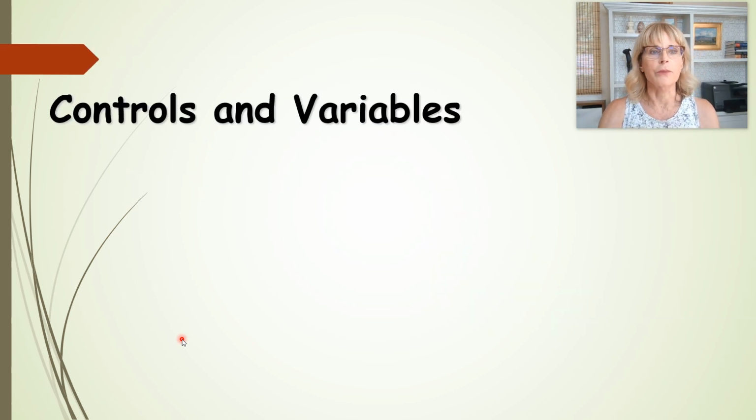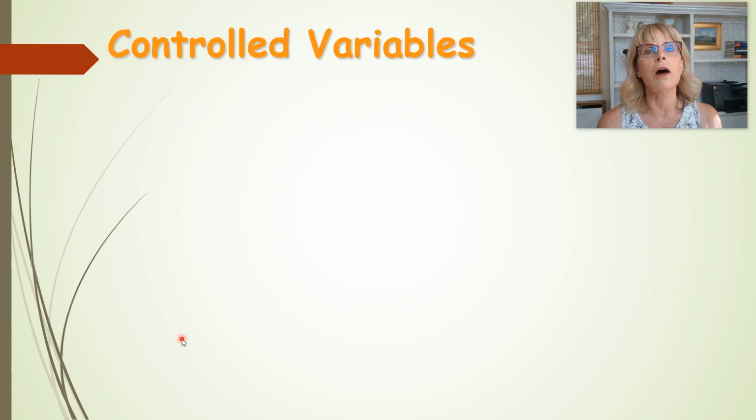All right? So a couple of things about experiments that you need to know. You need to know about controls and about variables. Let's start off with controlled variables. We'll get back to controls in a second. Okay? Variables. Variables are all of the things in this experiment that could be different.